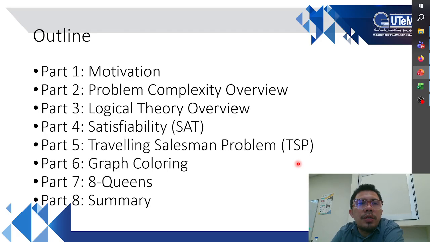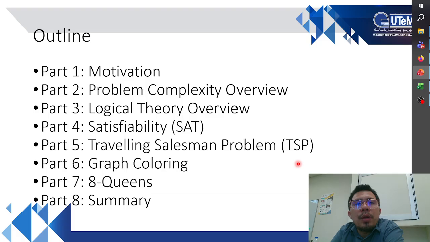This is the outline for our lecture today. Basically, I divide it into 8 parts. First part is motivation, why we need to learn this. Second part is the problem complexity overview. What is problem complexity? Part 3 is I will brief you about logical theory. Actually, in school we already learned this, but I will do a little flashback about logical theory. Maybe most of you already forgot these things.